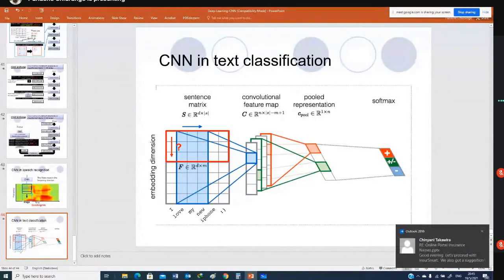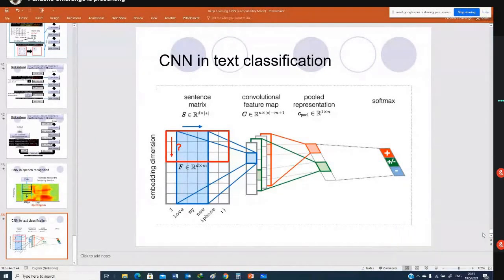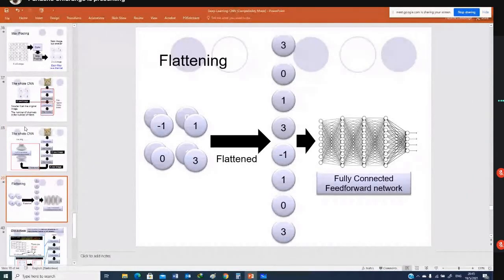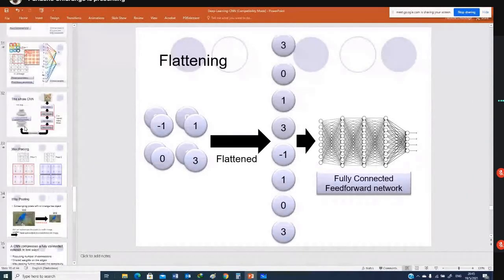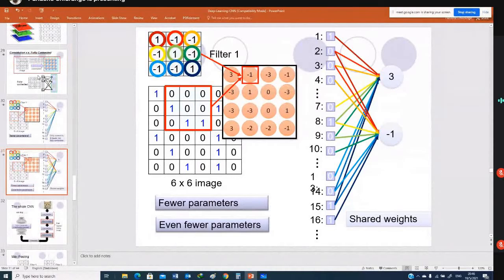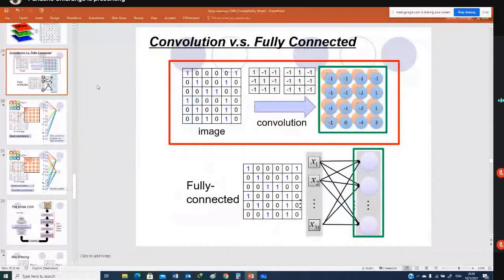Yes? Yes, doc. That is clear, yes? If that is clear, then I'm happy. We've understood the architecture of a convolutional neural network. We are now actually applying it.